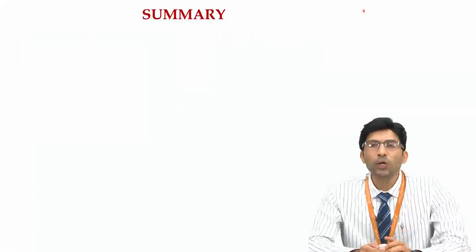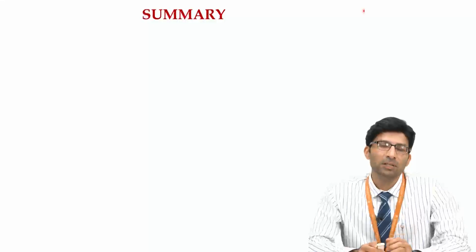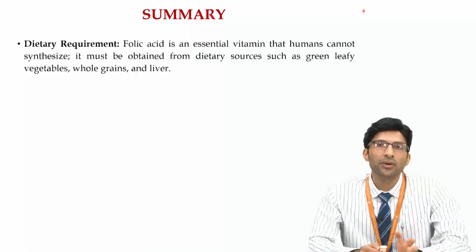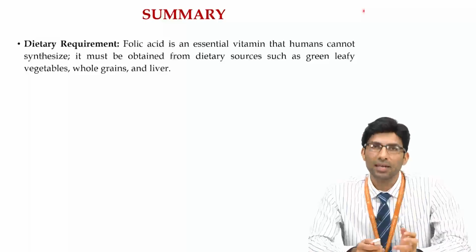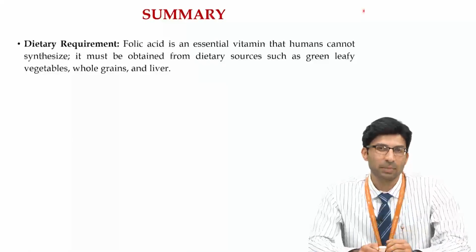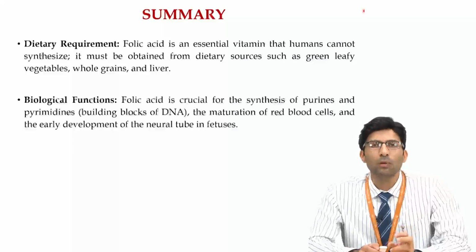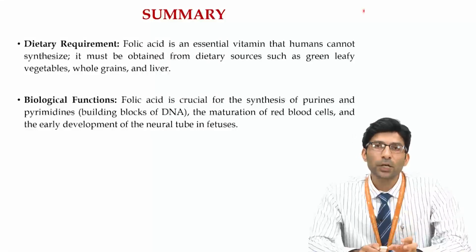Taking all together, we will see the summary of this. First important thing, dietary requirement. We know in humans we have to take it in the diet, and as a dietary source, if we remember, green leafy vegetables can fulfill the RDA of folic acid. But there are other sources as well, as we have discussed in the beginning. It is required in a very small amount, only in micrograms.